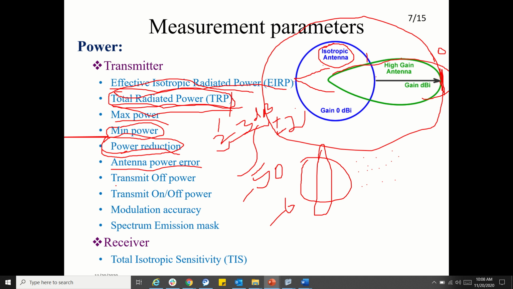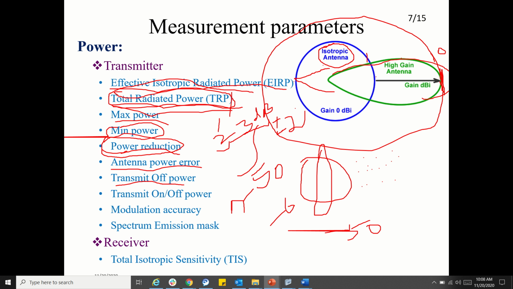Transmit off power, okay. Off means when I am switching off that particular channel. There the power level should be whatever is mentioned in the spec. For example, minus 50 dB if it is in on condition, minus 50 dB means it should be minus 50 dB or within that.